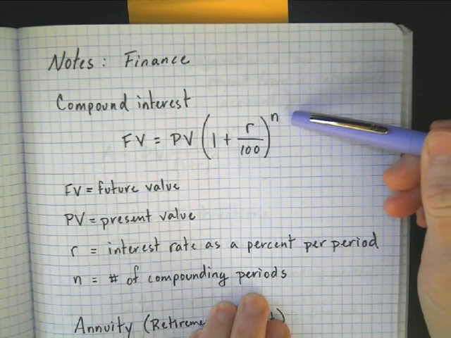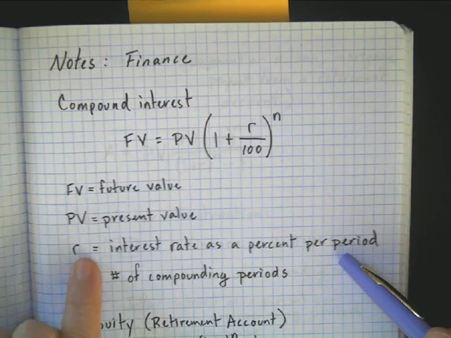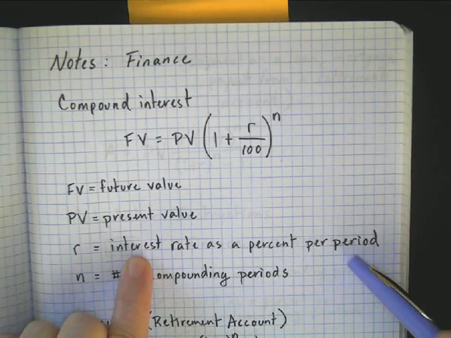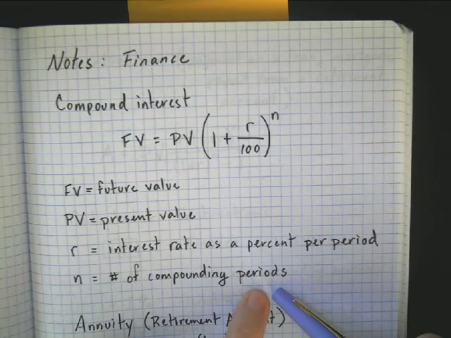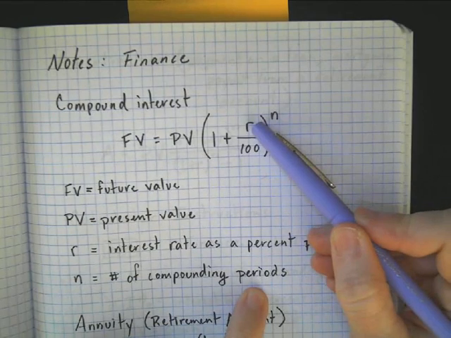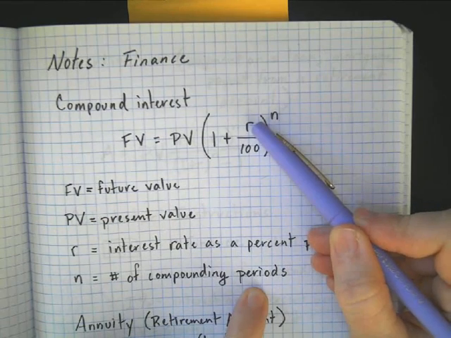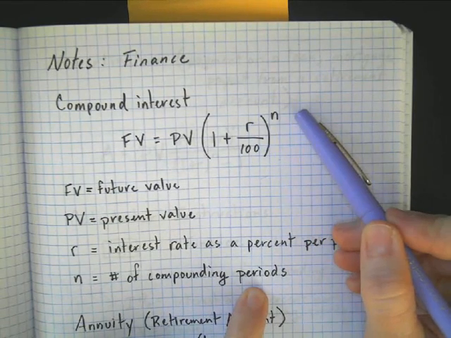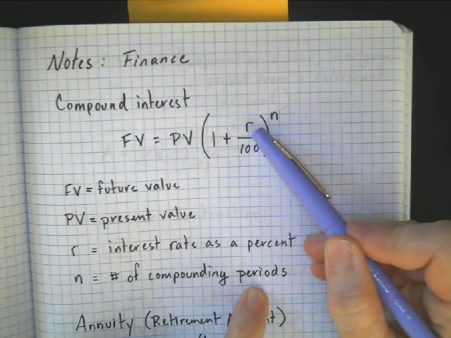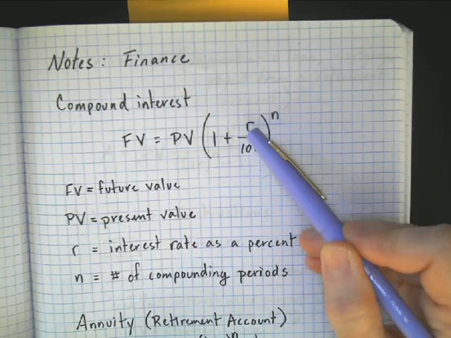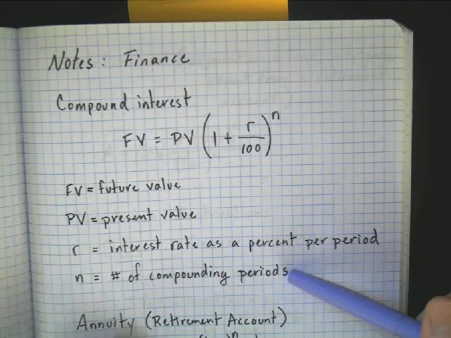So the one thing that's really important is that your interest rate needs to be written in the same time units as your compounding periods. So if they give you an interest rate per year, but you're compounding monthly, then you need to take that interest rate and divide it by 12. Okay? You need to make sure that your interest rate matches your compounding periods.